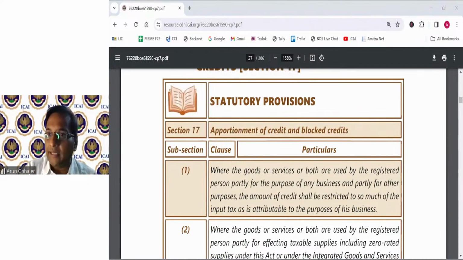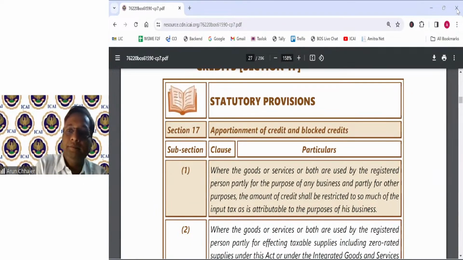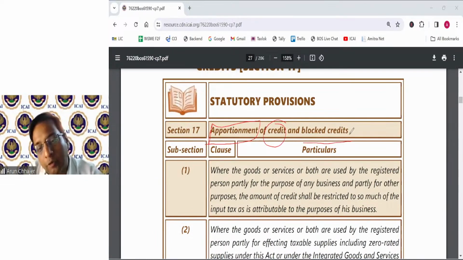Today's topic, again, is the second class on the ITC chapter. We have completed section 16. Today we are going to start section 17. Section 17 says apportionment of credit. Then they are also talking about block credit.